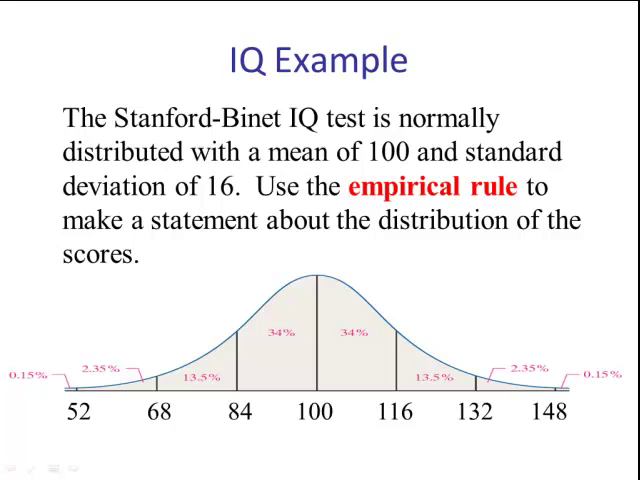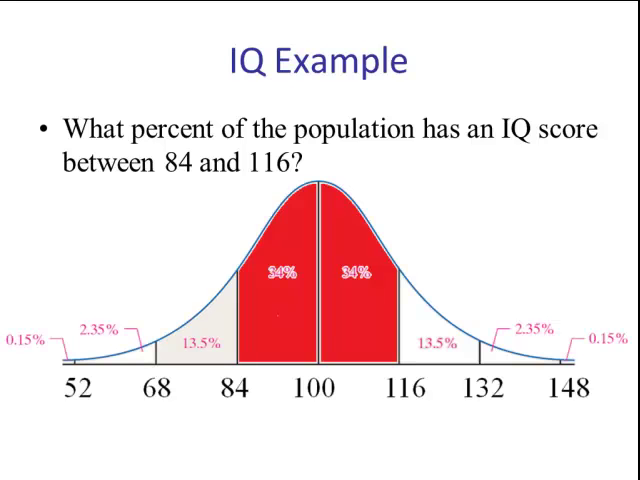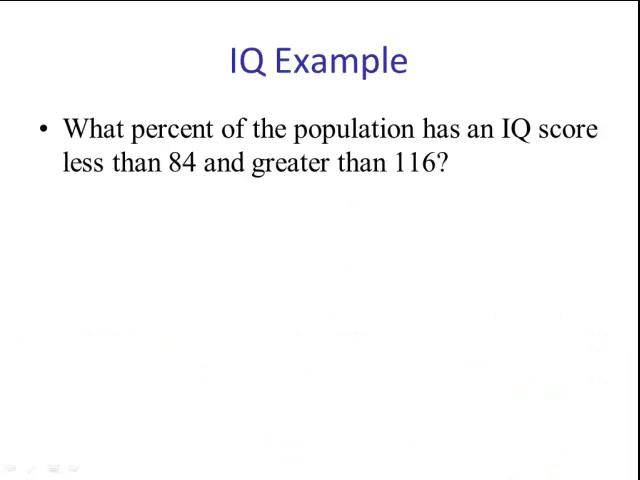Now let's look at some problems. What percent of the population has an IQ score between 84 and 116? It's always a good idea to draw the picture. So it turns out 84 and 116 is one standard deviation below and one above. So we know this is, by the empirical rule, 68%. So that's our answer.